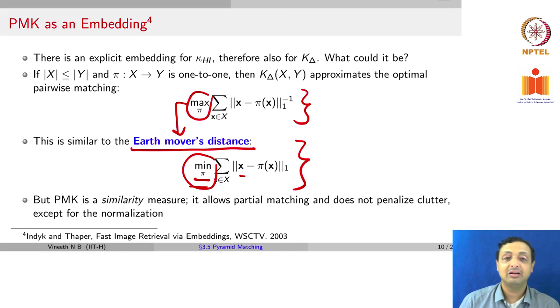So it happens that defining X the way we did, in terms of grid locations and histograms, and taking a one norm between those intersections actually gives us the embedding. This could be a bit mathematically involved, but for more details, please see this particular paper called Fast Image Retrieval via Embeddings.